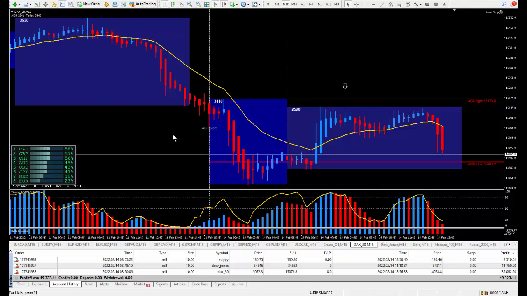Hi traders, this is Forex Nelson and I'm back again today with another 3 trades. Today's date is February the 14th. I only did 3 as I said, focusing on this DAX, which pays the most, as you can see.